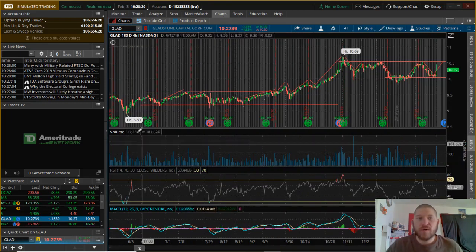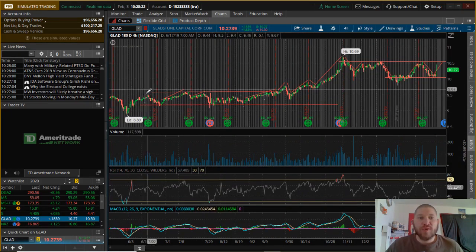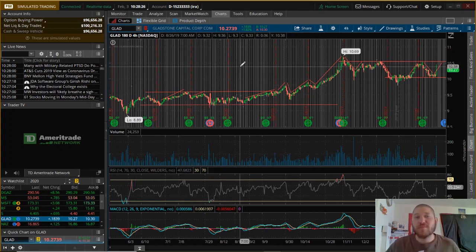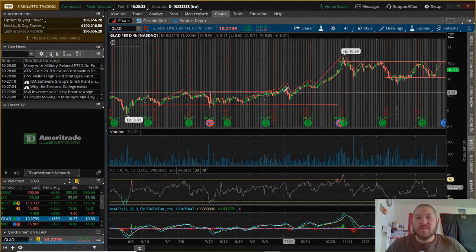Now, GLAD right here, this is a 180-day chart. I could take it away. It's got support and resistance lines here. If you don't know much about support and resistance, that should probably be your first step when learning how to day trade or swing trade. But these are the lines here, watching the price action go up and down.